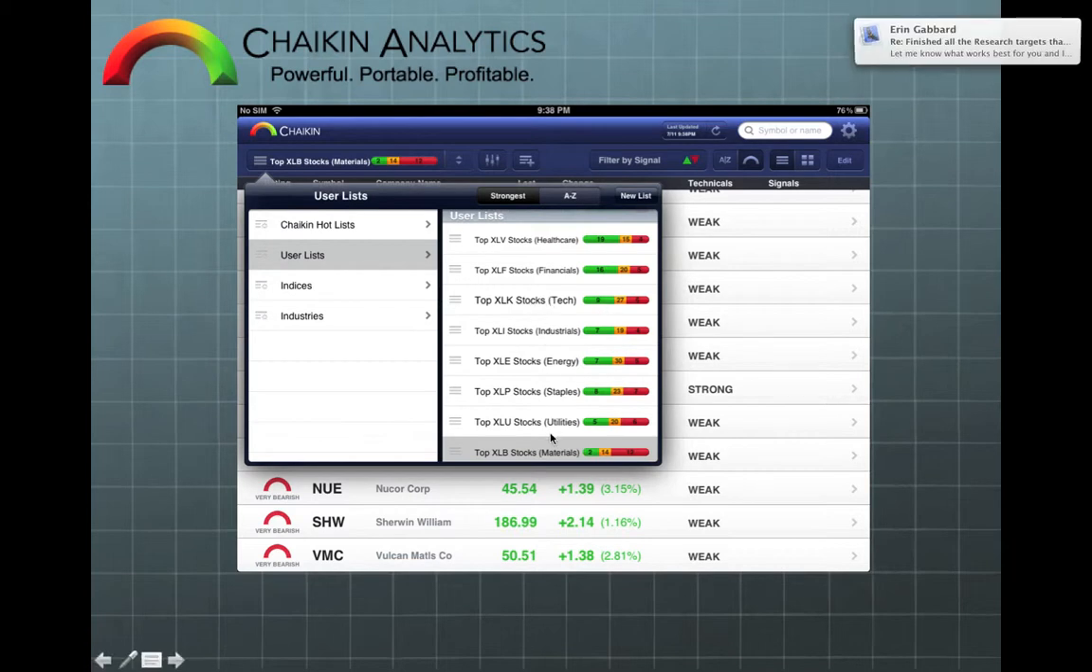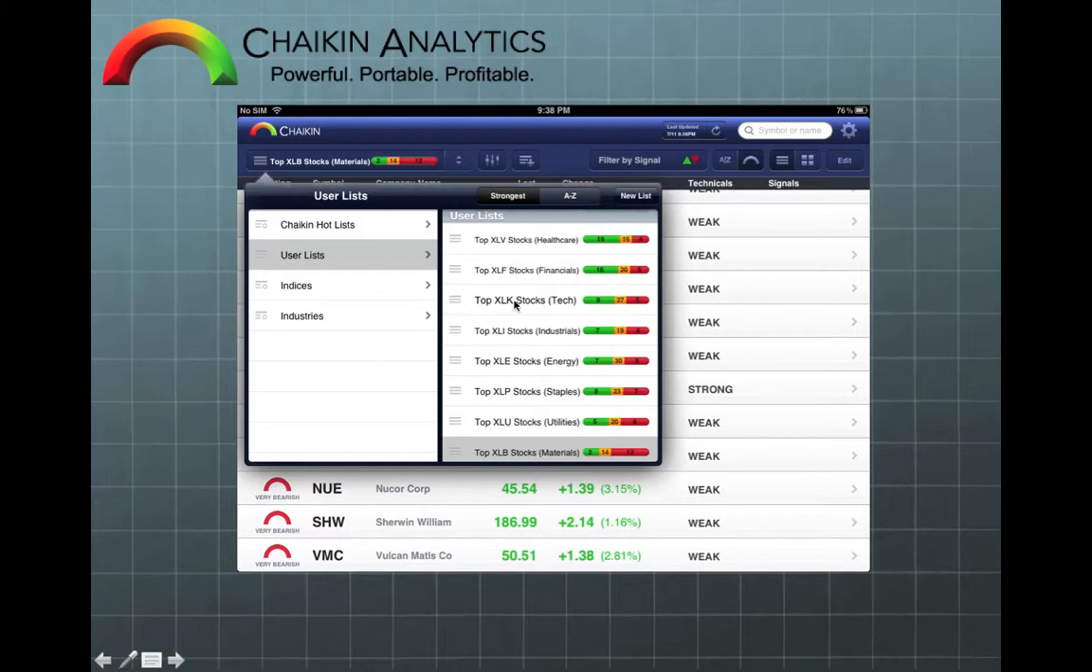And then I've done that for all the other major sectors in the S&P 500. From there, what I'm able to do is rank those watch lists. The Chaikin Analytics for iPad will essentially weight each watch list based on the strength of the underlying stocks. And you can see this is very similar to the past performance analysis that we just did, where healthcare is number 1 and XLF is number 2.